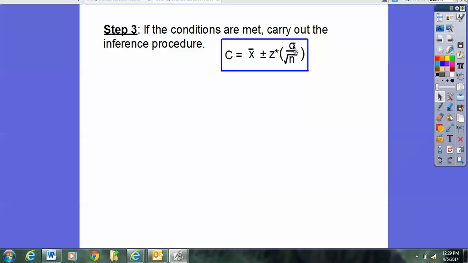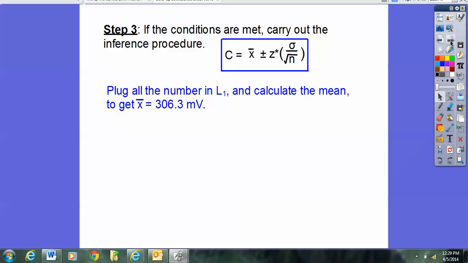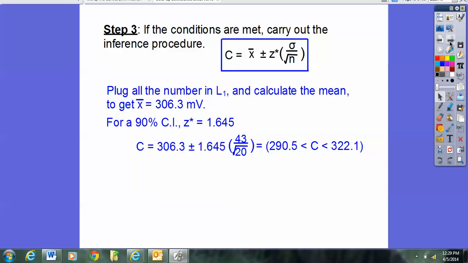times the standard deviation, which they said was 43, divided by the square root of n, which is 20. We plug all those numbers into our calculator, and we get a mean of 306.3. So that's what goes right here. Then for a 90% confidence interval, our z-score is 1.645, and then we plug it all in and we get a confidence interval from 290.5 to 322.1.